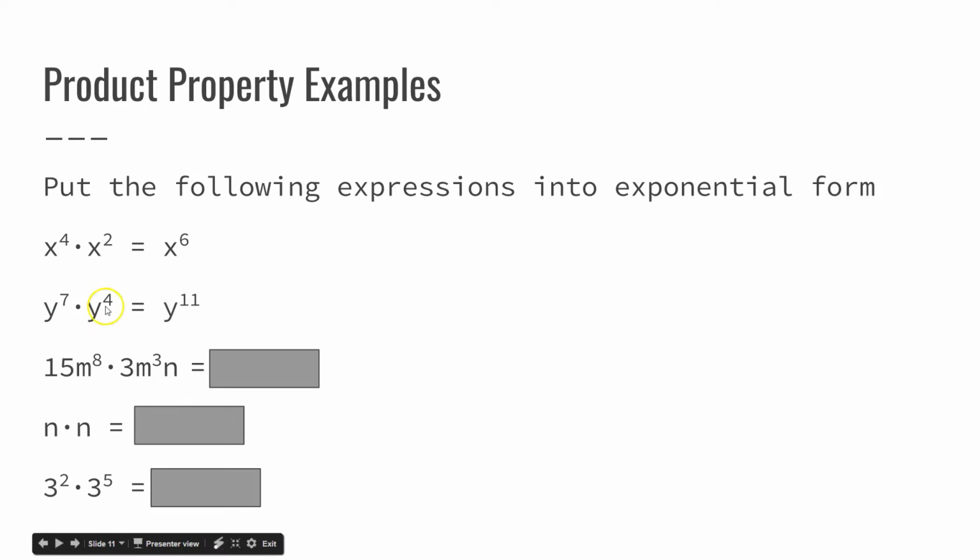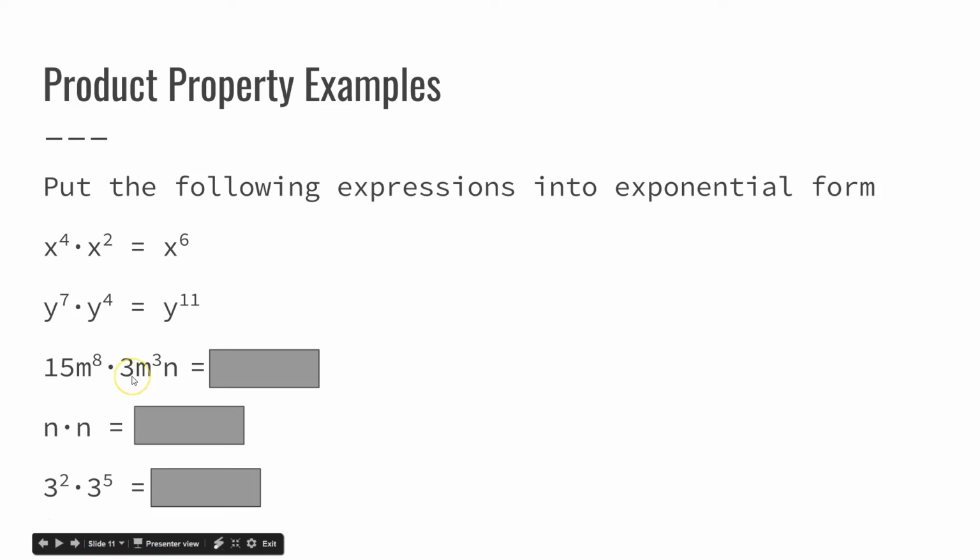For this next set here, I just wanted to show you an example where it had numbers in the front. So we have a 15 and a 3. I'm going to ignore those for a second and just look for my like bases or my common bases. So the only thing that's the same between these two things are my bases, m. So I can go ahead and combine those together. Think, I have 8 m's being multiplied here and 3 m's being multiplied here. So think, how many m's do we have total? Then we can worry about the extra pieces.